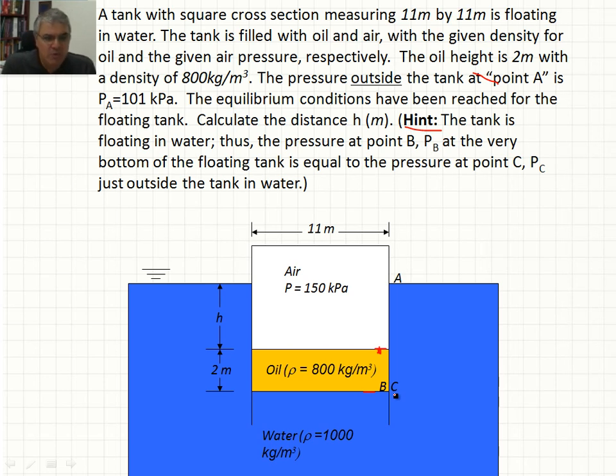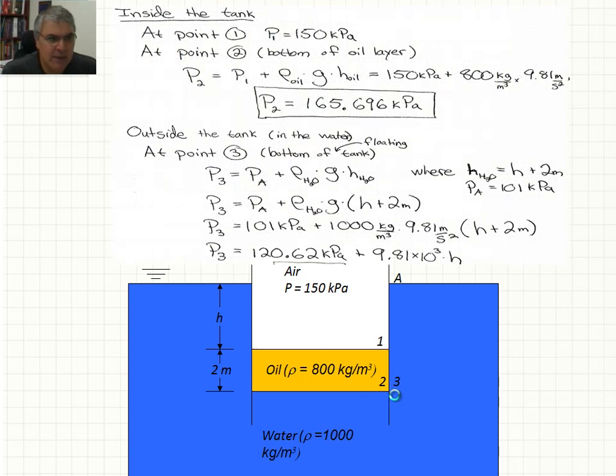I'm going to provide you with more hints. As you know, at the bottom of this tank, at point 1, the pressure would be 150 kilopascal. This is air. The tank is full of air. It is a little bit pressurized, more than the atmospheric pressure, but we are less concerned with that. Our concern is, first of all, to calculate what would be the pressure at point 1.